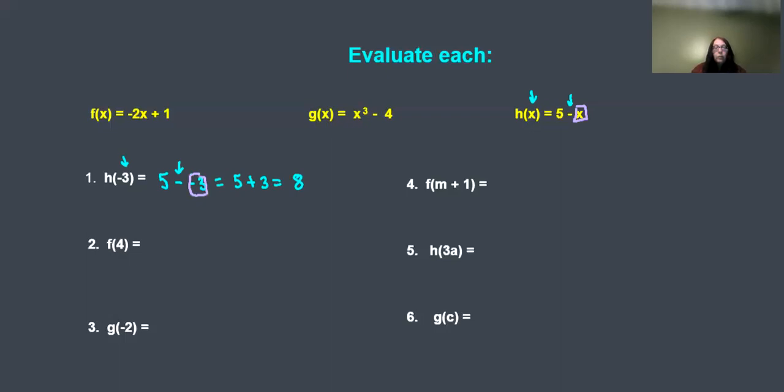All right, now let's do f of 4. So instead of x, I've got a 4. Wherever I see an x, I'm going to put a 4. Again, if you want to use a box, you can. -2 times x, which is 4, plus 1. Well, negative times a positive is a negative. 2 times 4 is 8, plus 1. That gives you -7.